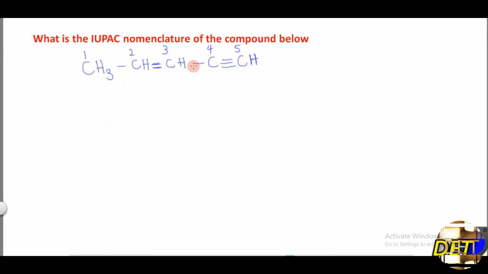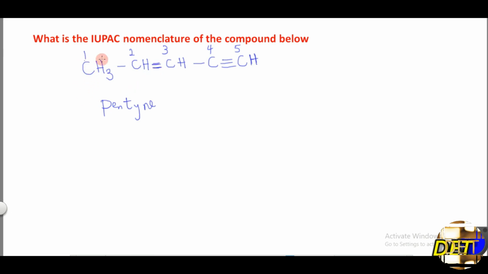So this compound is what? This compound is 1, 2, 3, 4, 5, right? 5 carbon atoms. So this compound is a pentyne. We still name it using this triple bond because the triple bond is actually more than the double bond, right? So this is a pentyne, but this double bond is given more priority in the IUPAC nomenclature.